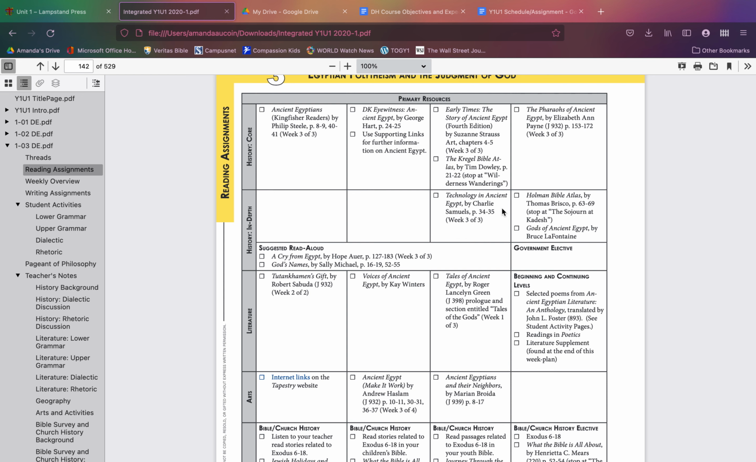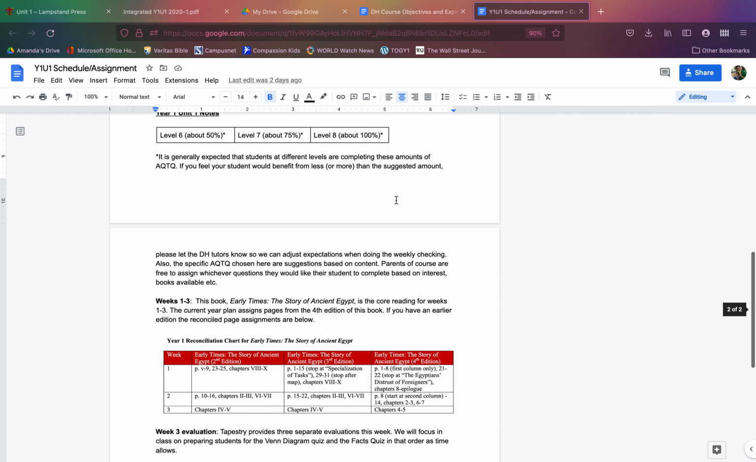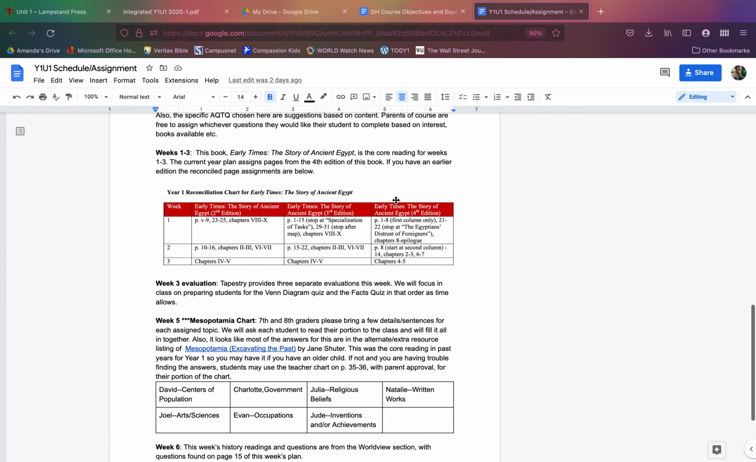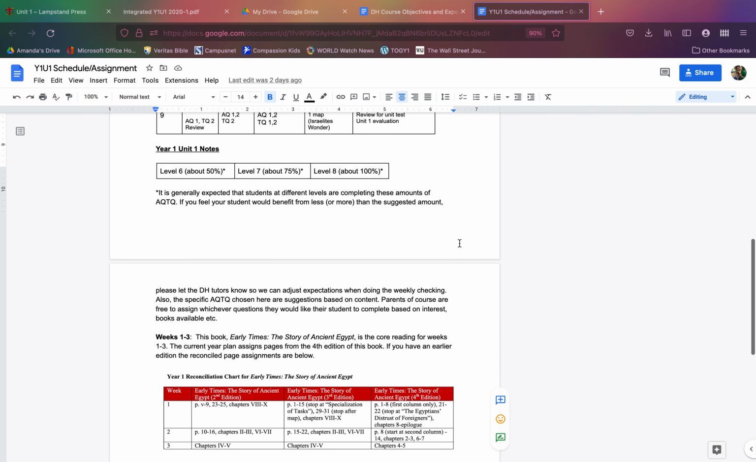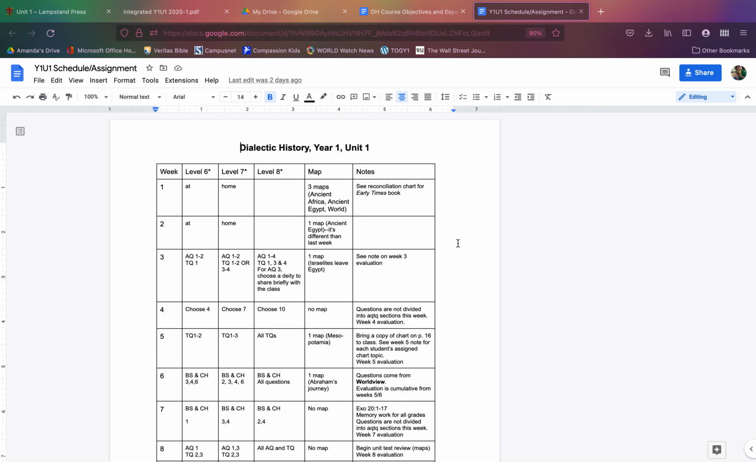So if you have an older book, there are such things as a reconciliation chart, and I think I have that here, just an example of one. Yeah. So if you're using an older book, Early Times, The Story of Ancient Egypt, in a different edition, for example, there's a reconciliation chart that shows you what page numbers you would be using based on the edition that you have. Okay, so Tapestry has those with the curriculum as well. They're not as easy to find as they used to be, but Tapestry does have it.